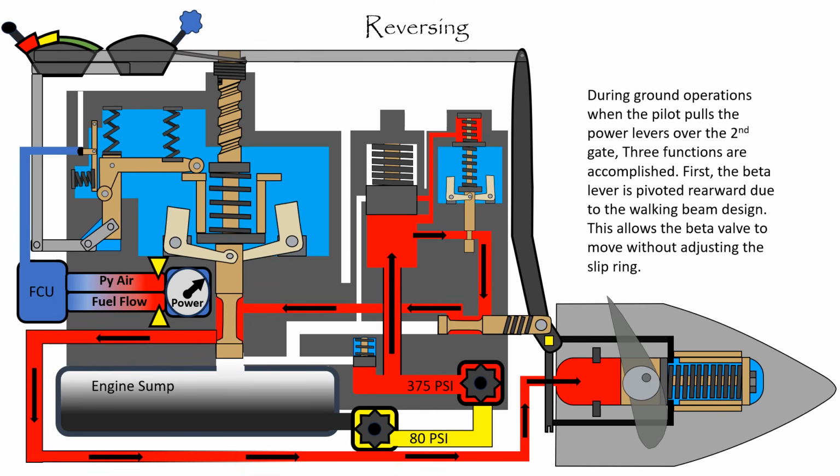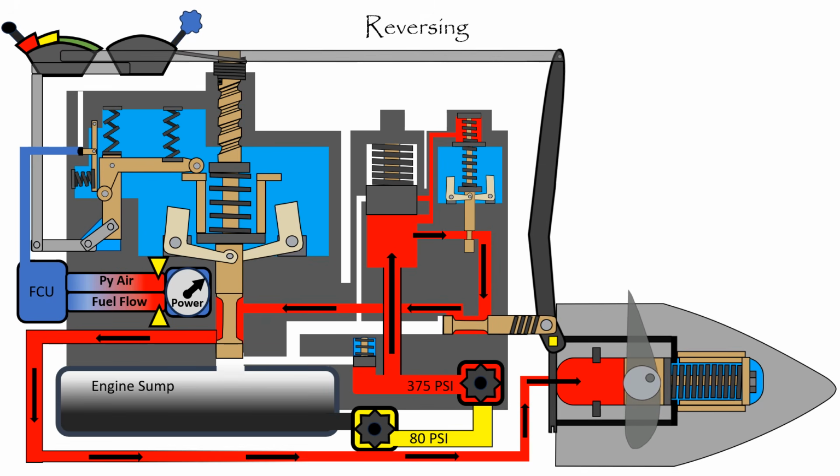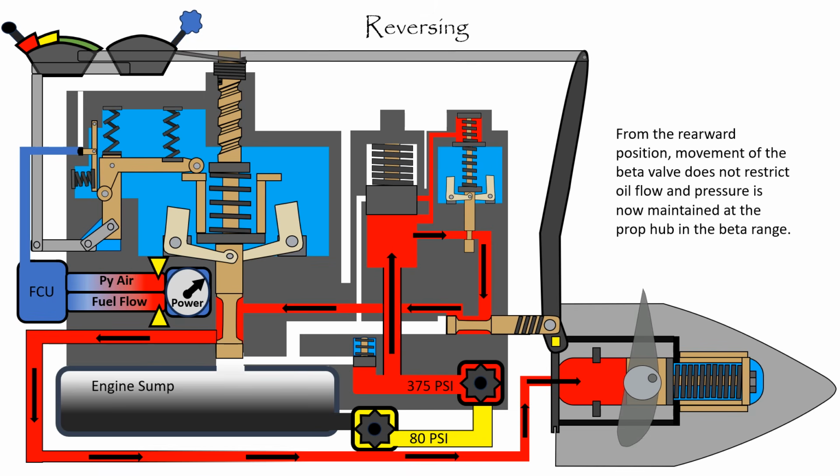During ground operations, when the pilot pulls the power levers over the second gate, three functions are accomplished. First, the beta lever is pivoted rearward due to the walking beam design. This allows the beta valve to move without adjusting the slip ring. From the rearward position, movement of the beta valve does not restrict oil flow, and pressure is now maintained at the prop hub in the beta range.